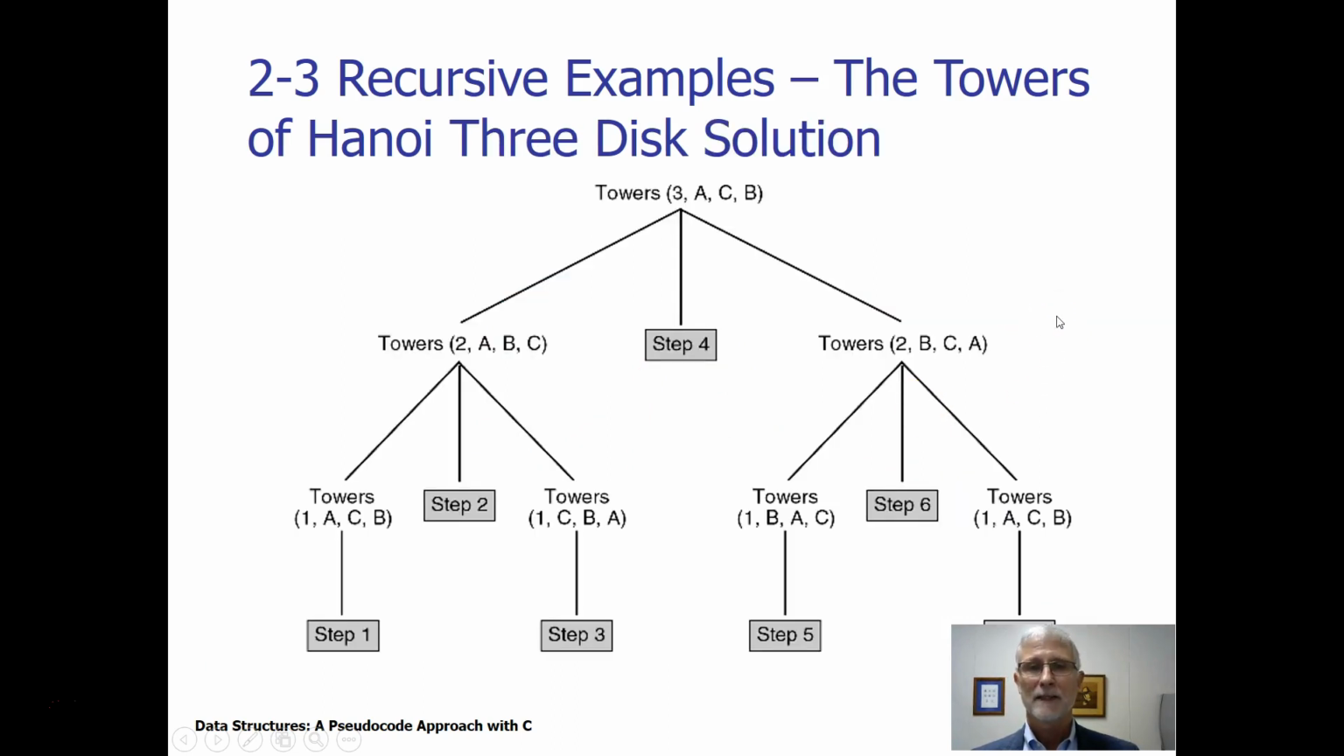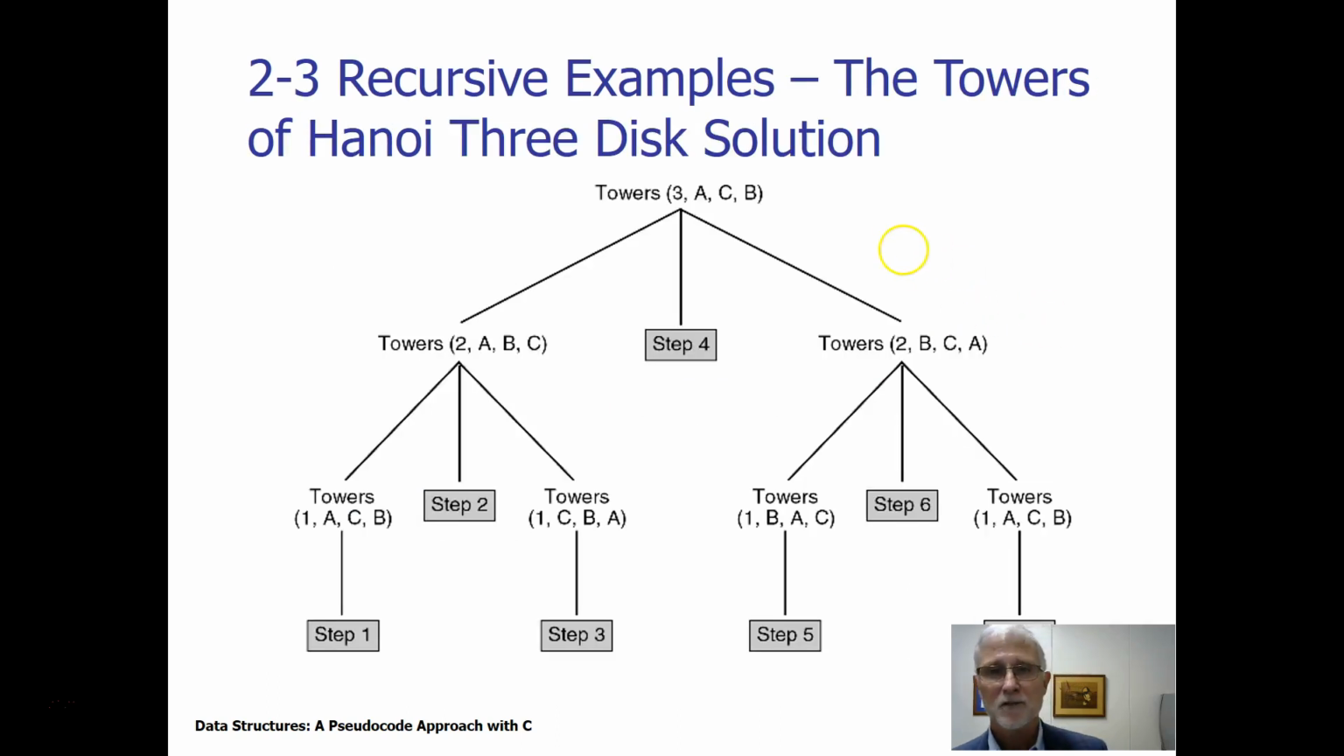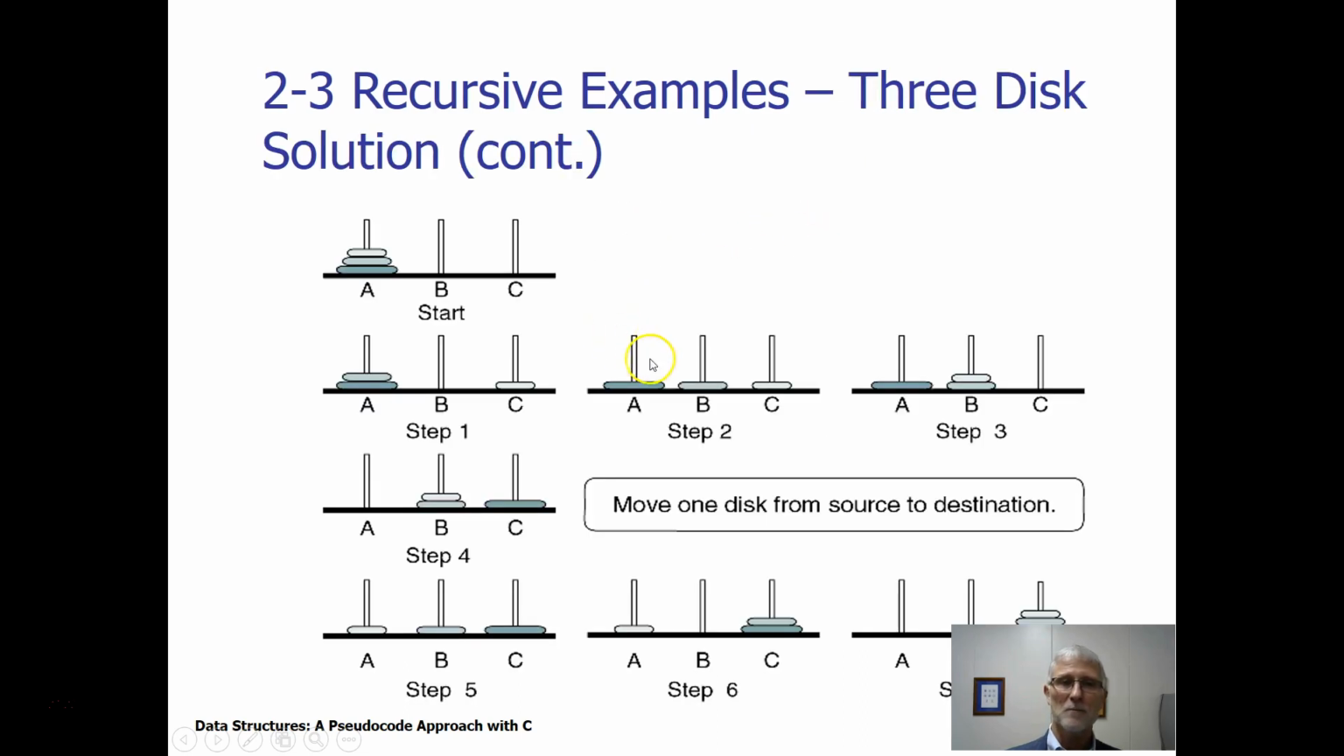Let's look at a 3. Let's see, do I have a graphic on a 3? Yeah. So here's your routine for 3. Let me show you the picture first. I start with 3. What can I do? Step 1, I can take that off and move it to C, because I can use one of the intermediary pieces.